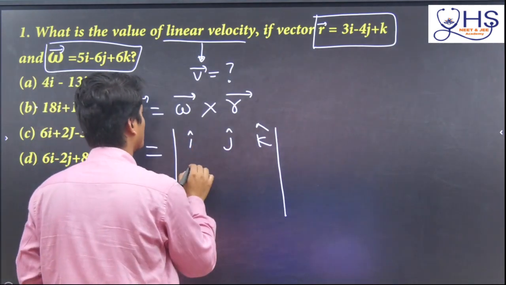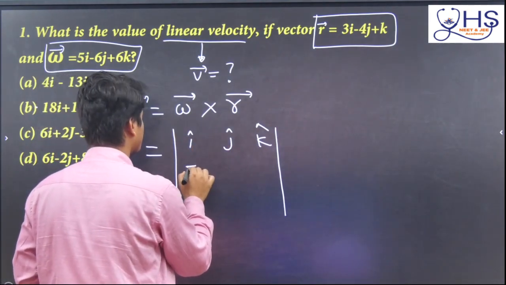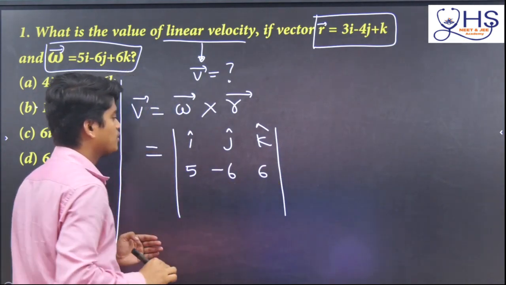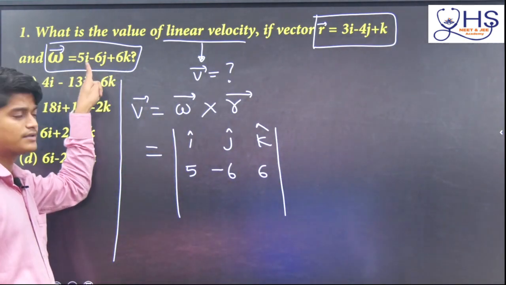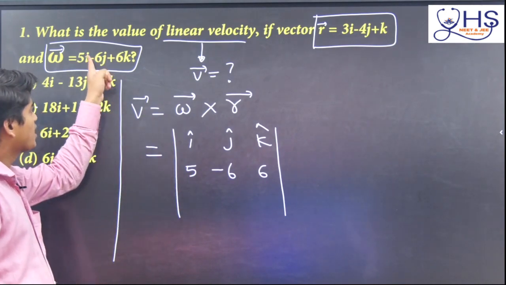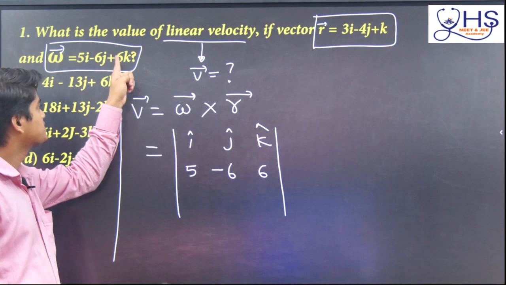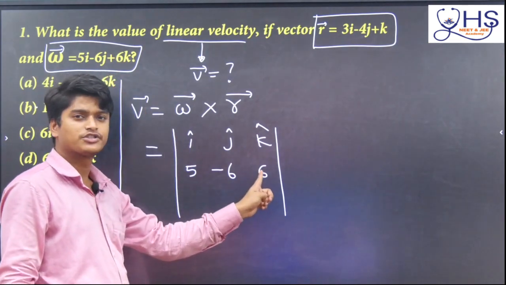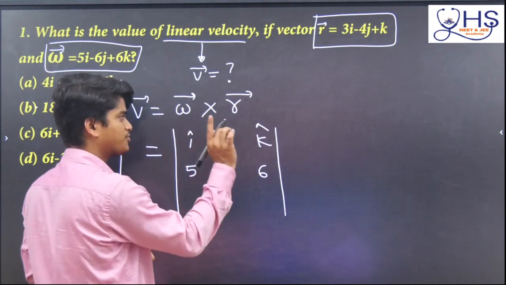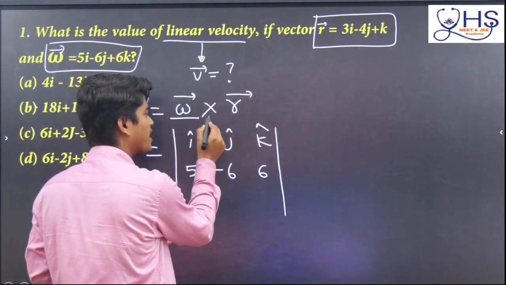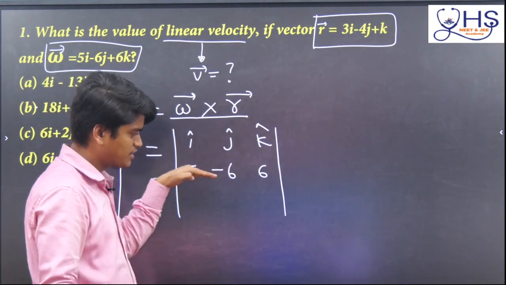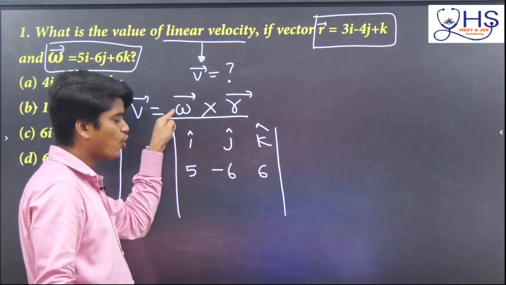Now here omega is what? Omega is 5 minus 6 plus 6. So you take the coefficients. The i cap coefficient is 5, so for omega you put 5, the j cap coefficient is minus 6, put minus 6, and the k cap coefficient is plus 6, put plus 6. And why are you taking omega first? Because when you do the cross product, omega comes first, then the r vector. So that's why this row should be filled by omega.